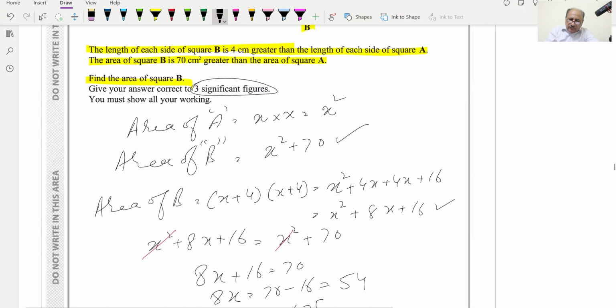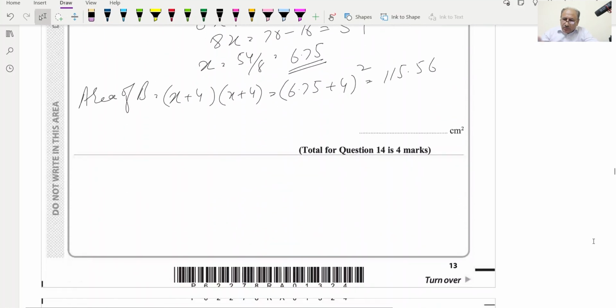They are saying 3 significant figures, so always you have to check how many figures they require in the answer.